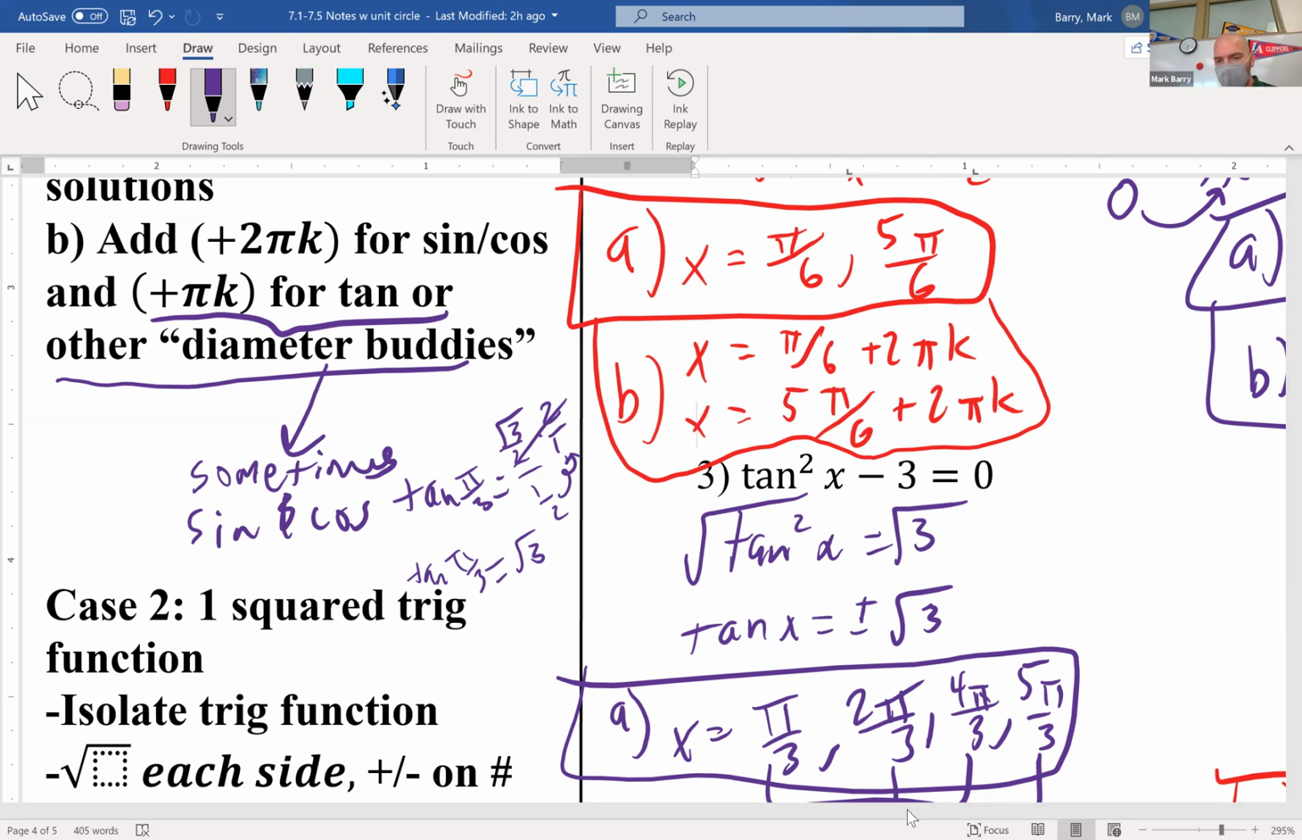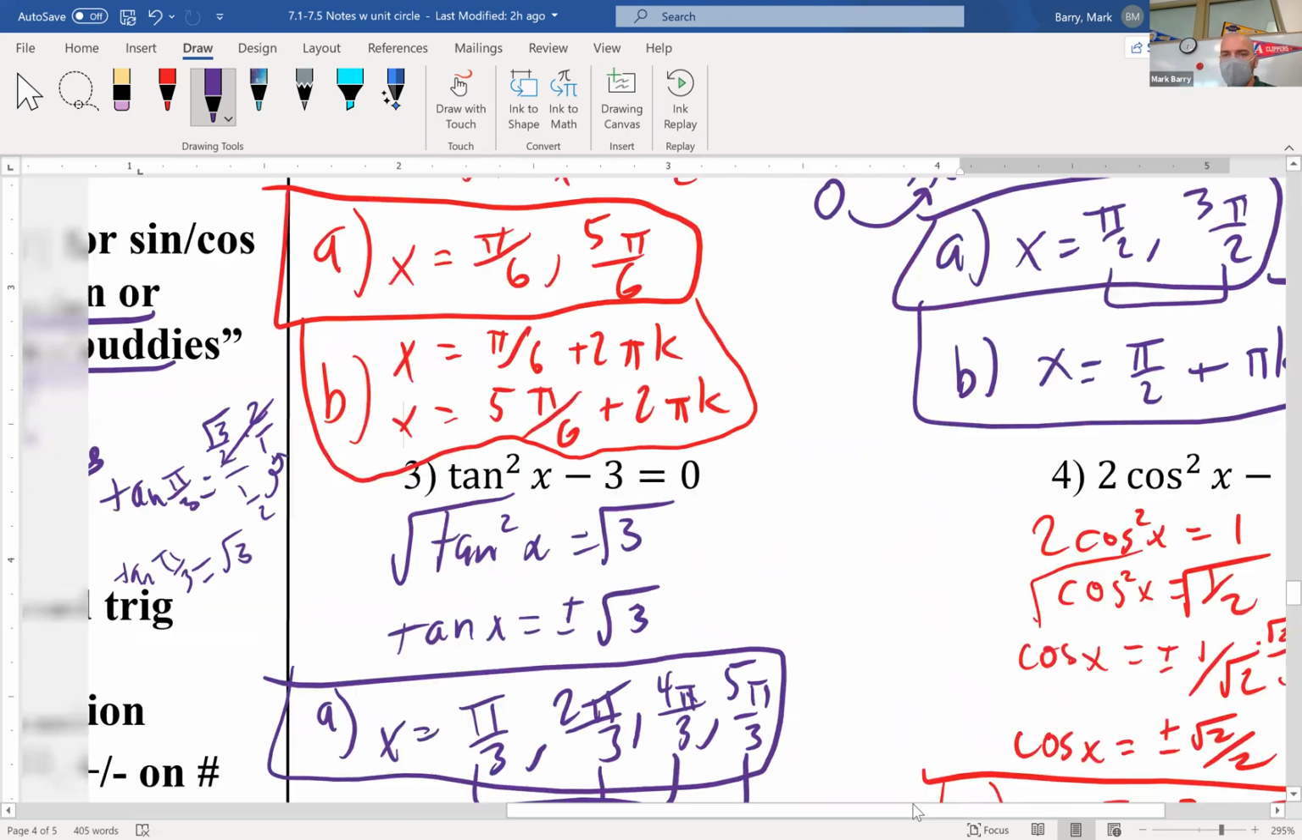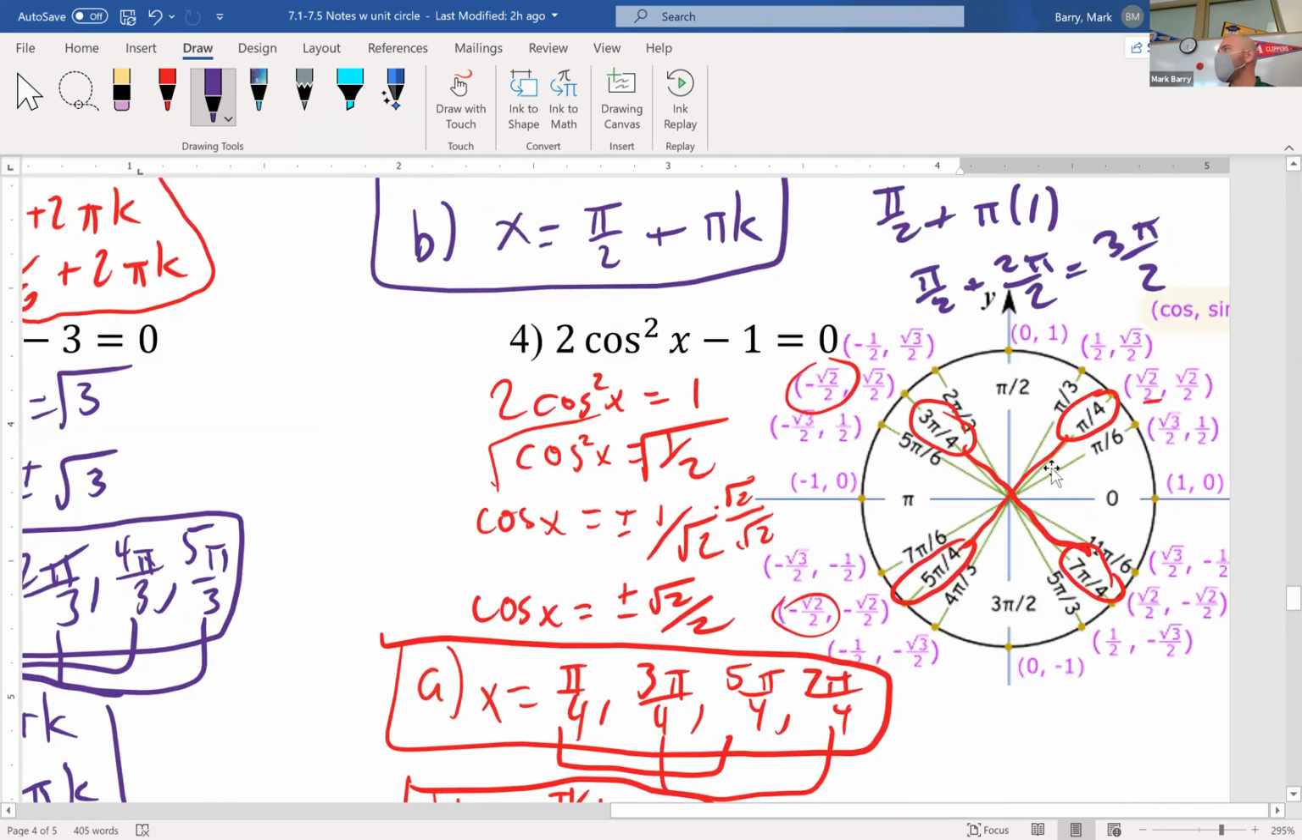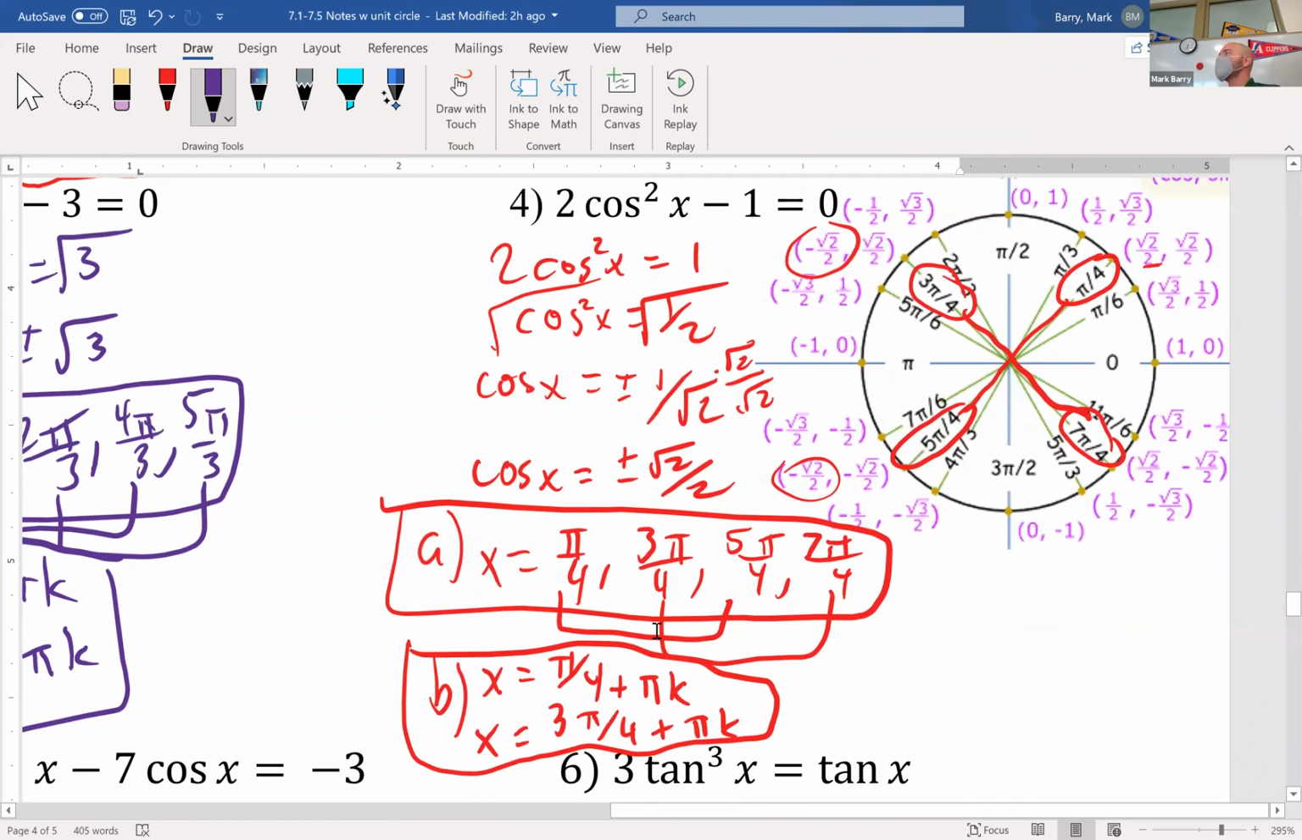So why did it happen there on number 4? Well, it really happened because of the plus or minus. Very often when you have the plus or minus, it's going to create diameter buddies even for sine and cosine. So once again, diameter buddies across the way on the unit circle will be part of your answer for part A every time for tangent and sometimes for sine and cosine. So you just have to check. All right. Awesome.